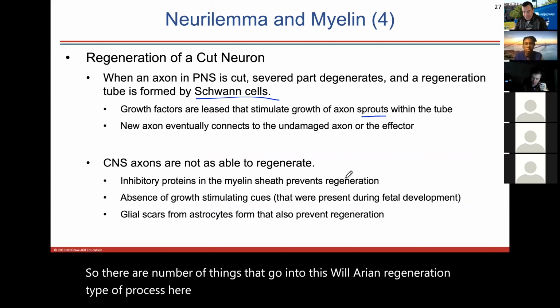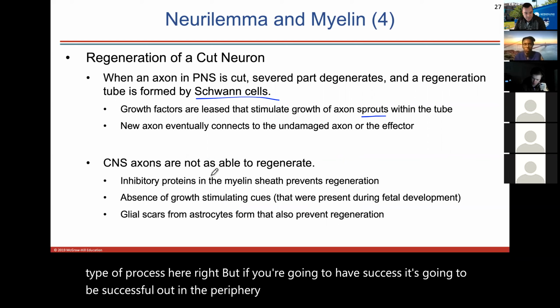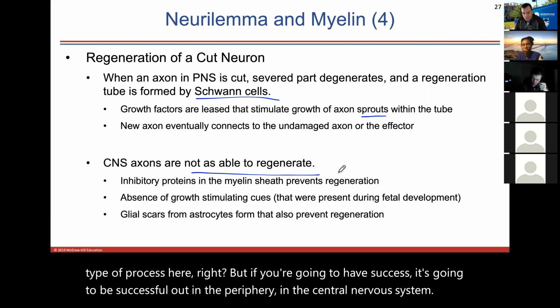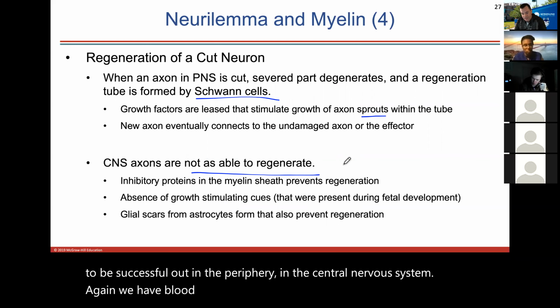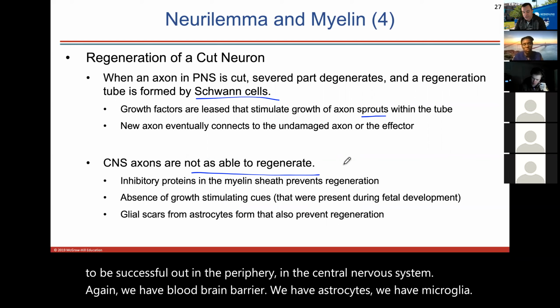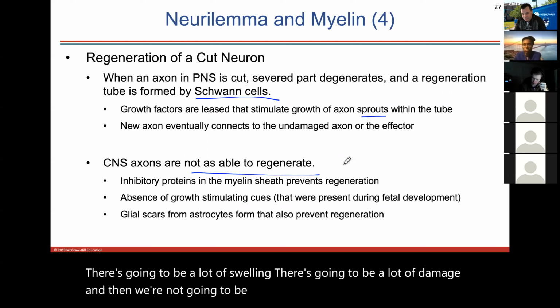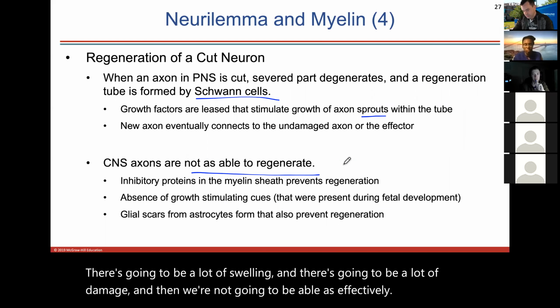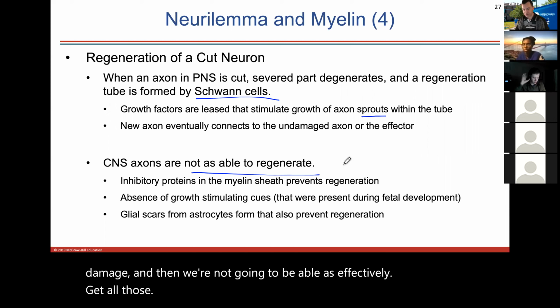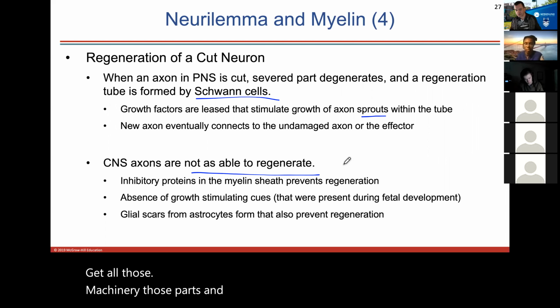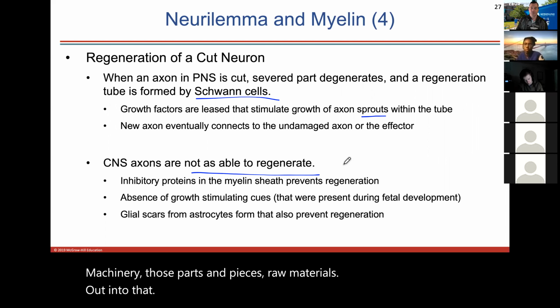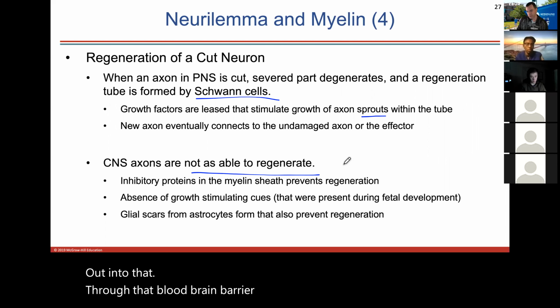But if you're going to have success, it's going to be successful out in the periphery. In the central nervous system, again, we have the blood-brain barrier. We have astrocytes. We have microglia. There's going to be a lot of swelling. There's going to be a lot of damage. And then we're not going to be able to as effectively get all those machinery, those parts and pieces, the raw materials, through that blood-brain barrier and into the brain or into the spinal cord.